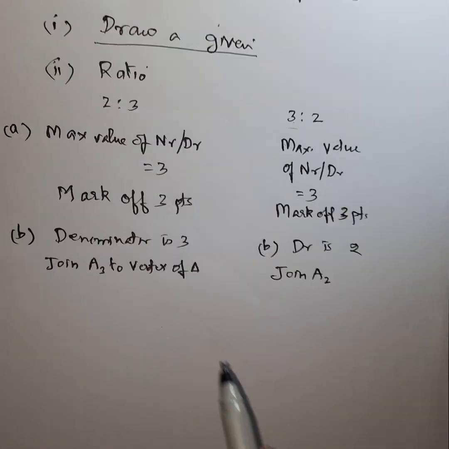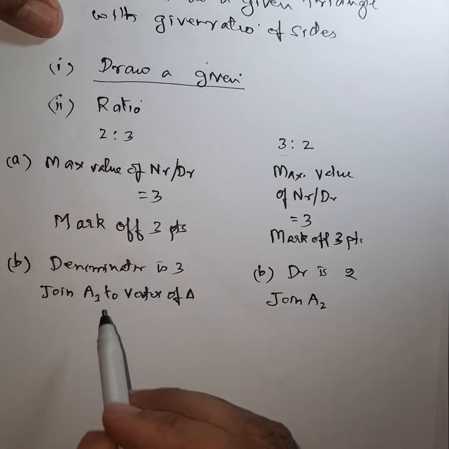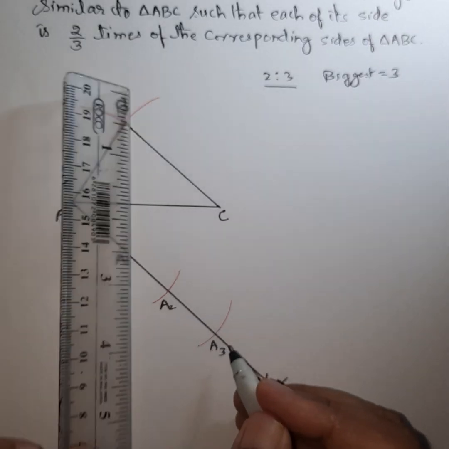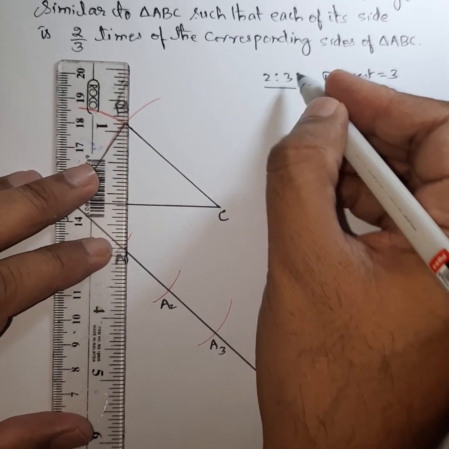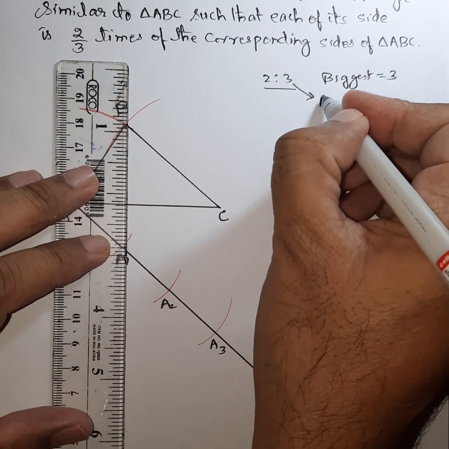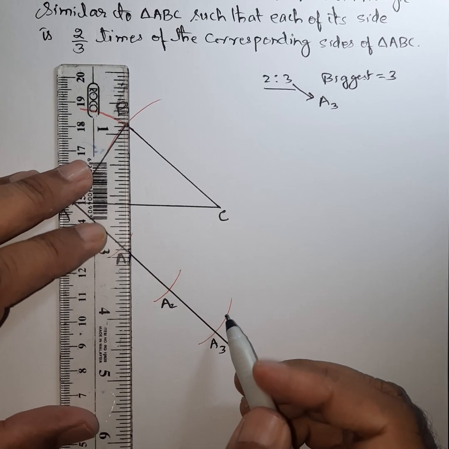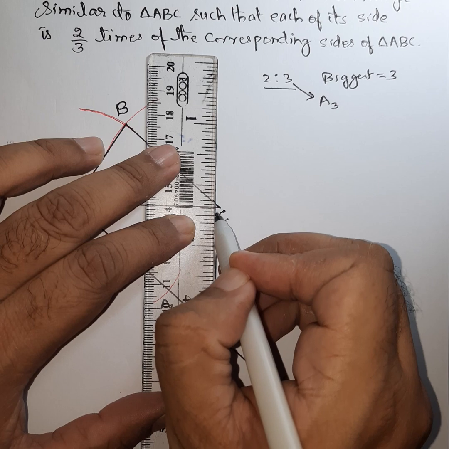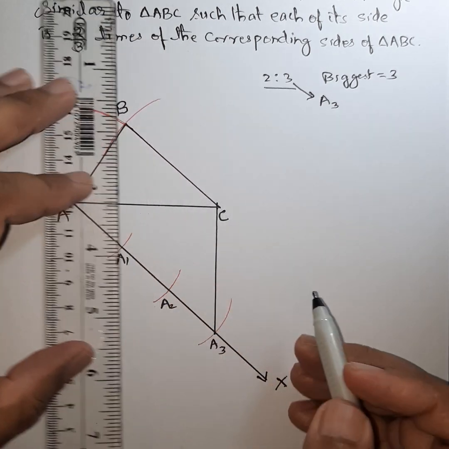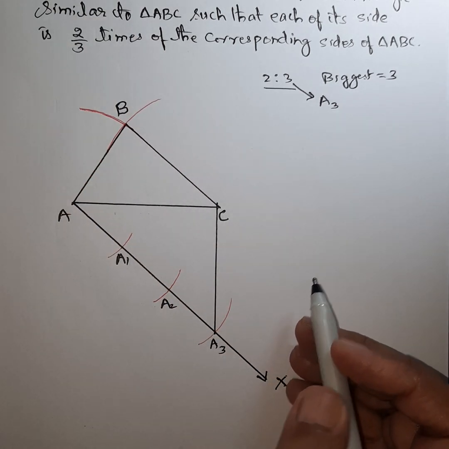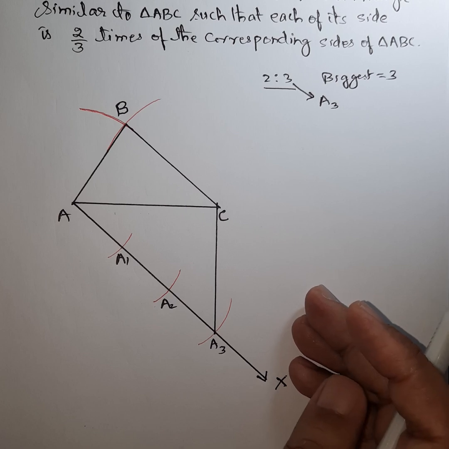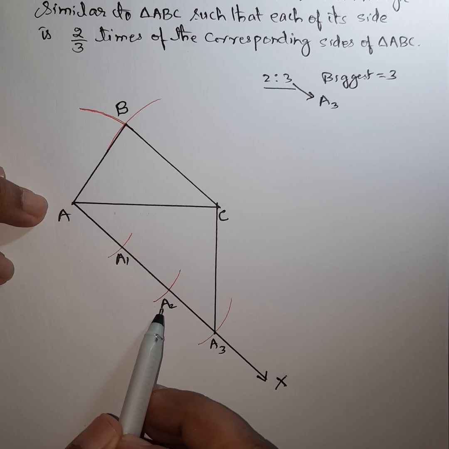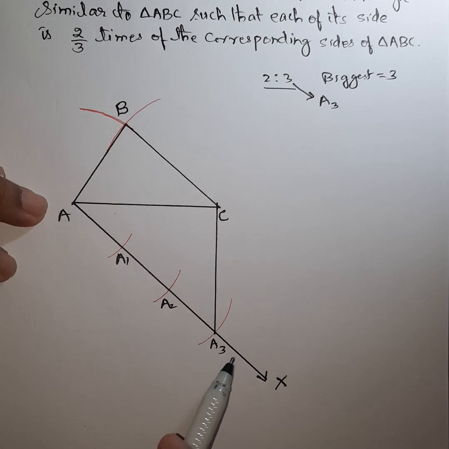Here you have to divide according to the biggest number out of the numerator and denominator. So A3, because the denominator is 3. What will you join first? A3. So first you will join A3 to C. Now you have to draw in the 2:3 ratio, meaning A2 is 2 and A2A3 is 3.